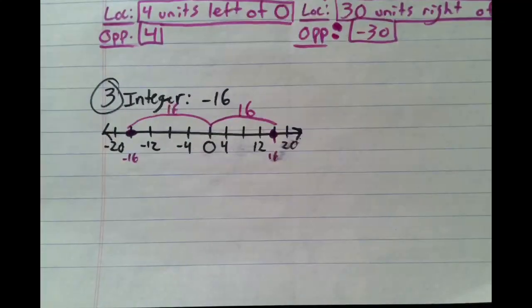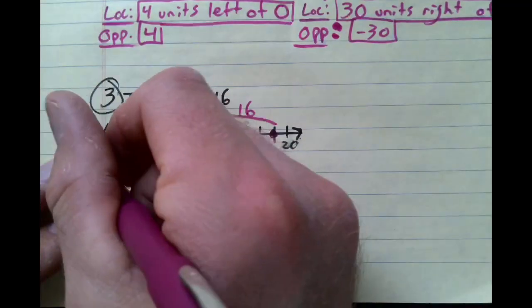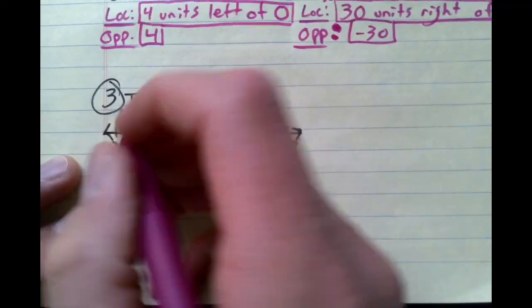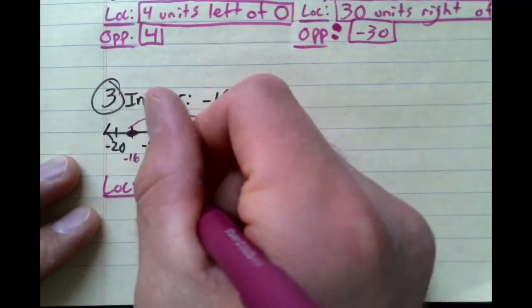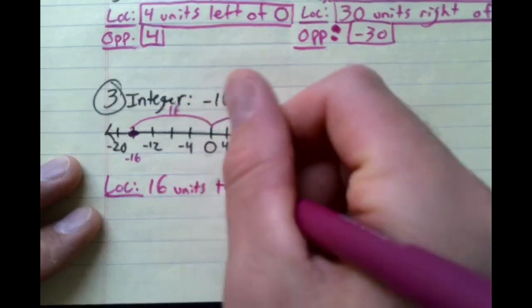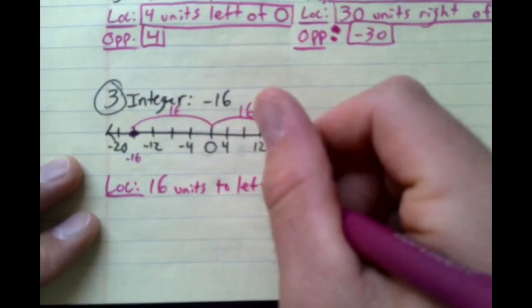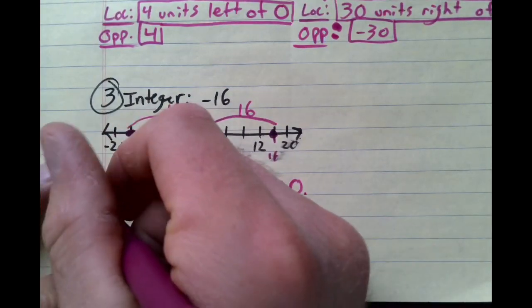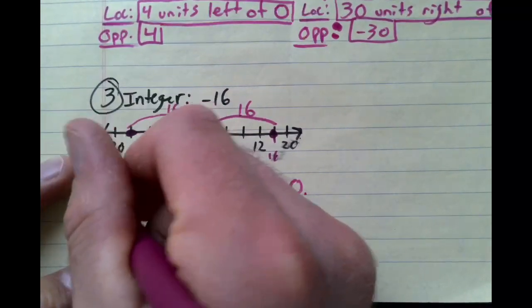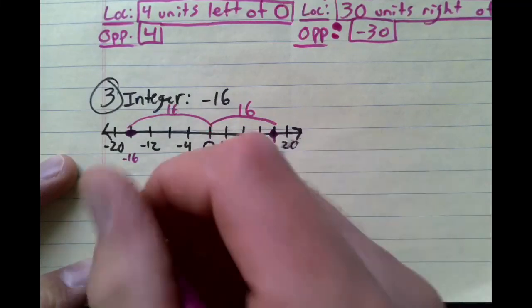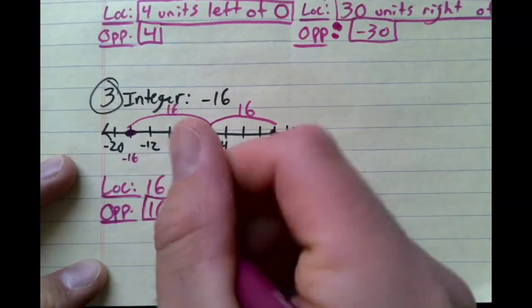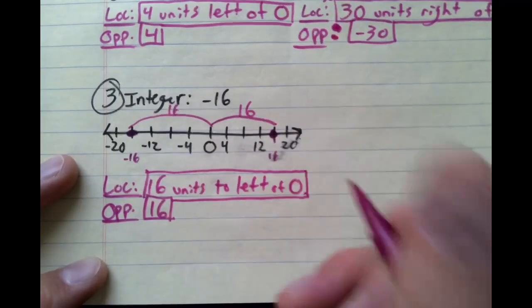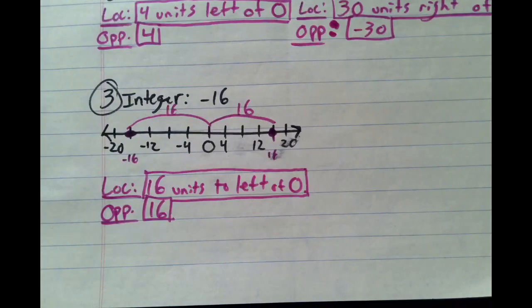Okay? Then step 2 just says describe your location. You know the location is going to be 16 units to the left of 0. 16 units left of 0. And in this case, the opposite, well, you just labeled the opposite. That's easy, it is 16. 16 is your opposite, and your location is 16 units left of 0. That's it.